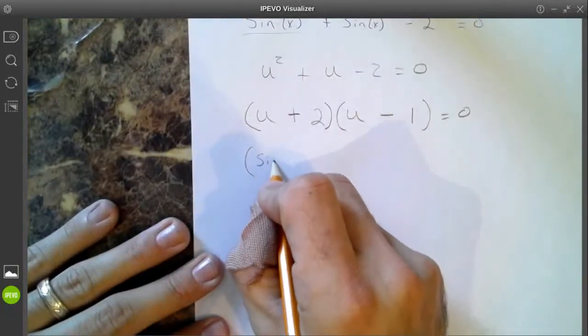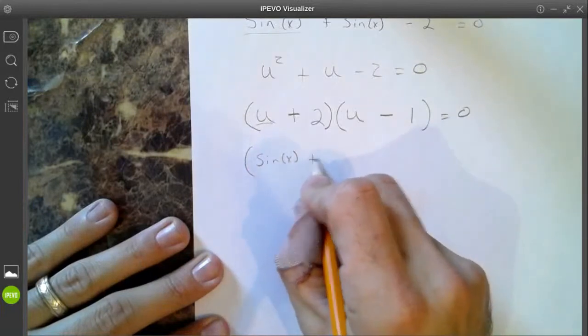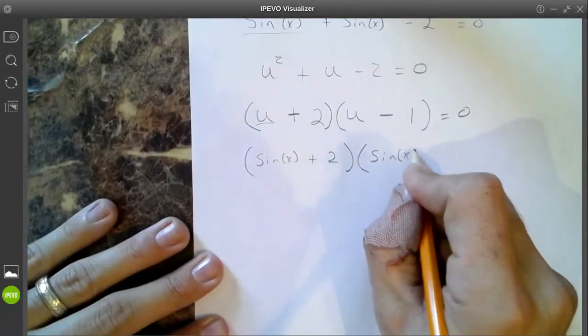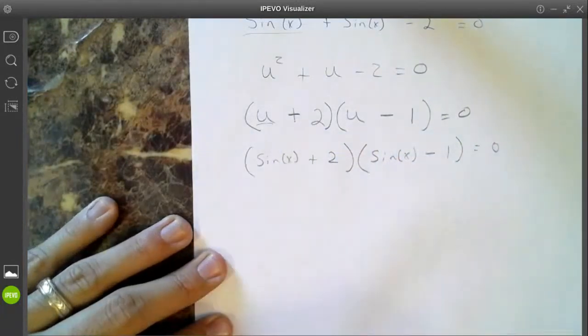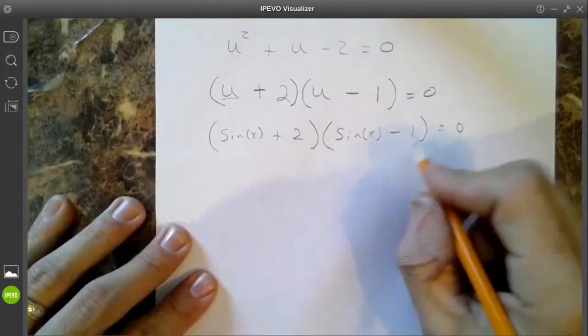All right, let's put my signs back into place. So we've got sine of x. We're replacing that u back with the sine of x. Okay, and then sine of x minus 1. Okay, and then we're going to take these factors and then set them each individually to 0.